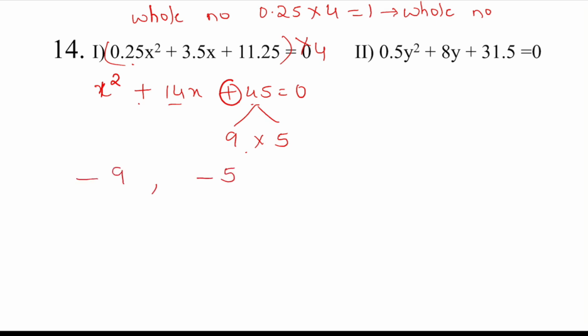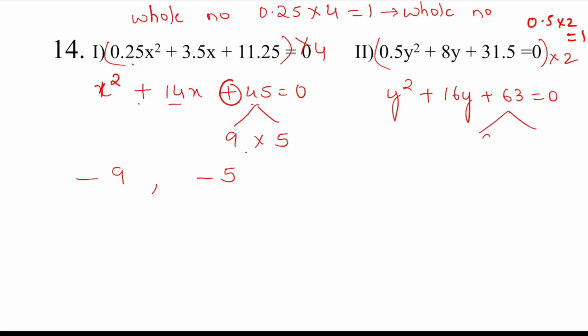Next, again 0.5. To make it a whole number you have to multiply it with 2. When you multiply 0.5 into 2, we will get 1, isn't it? So multiply this whole thing into 2. 0.5 into 2 is 1, so it is y square plus 8 2s are 16y plus 31.5 into 2 will give us 63, which is equal to 0. Now 63 can be written as 9 into 7, and 9 plus 7, because the second is addition, will give us 16, and roots are always minus minus since it is plus plus here. So it is minus 9 and minus 7.